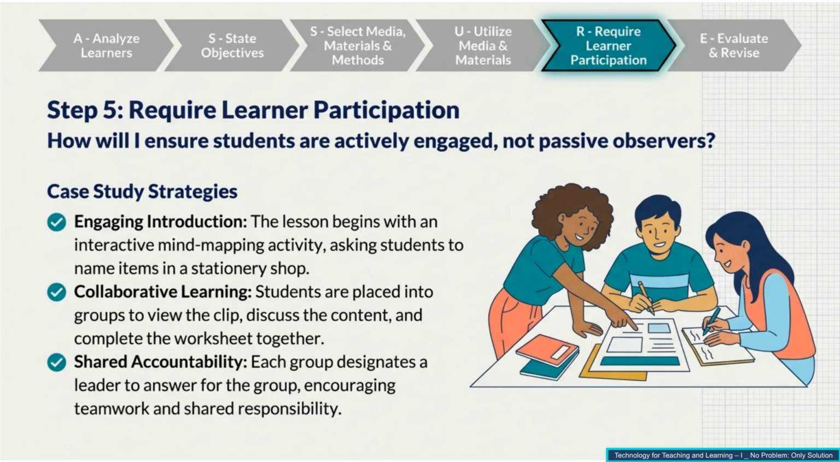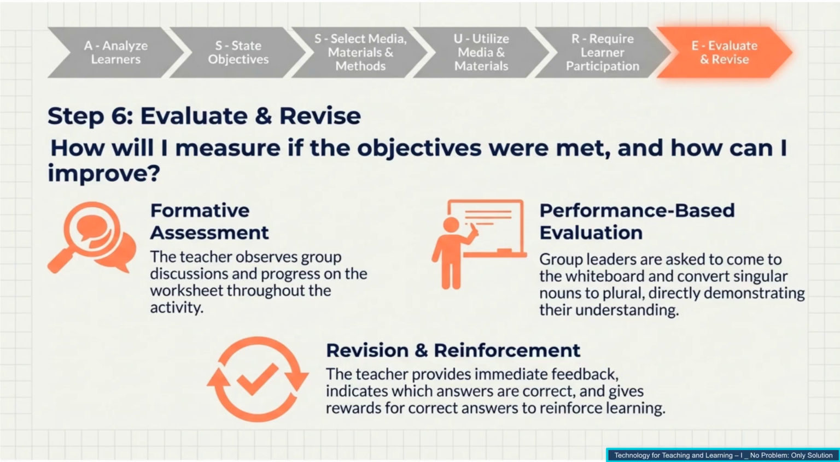Step 5. Require learner participation. Strategies include an engaging, interactive introduction, collaborative learning through group work, and shared accountability to ensure active engagement. Step 6. Evaluate and revise. Assessment includes formative observation and a performance-based evaluation. Revision and reinforcement provide immediate feedback and rewards.